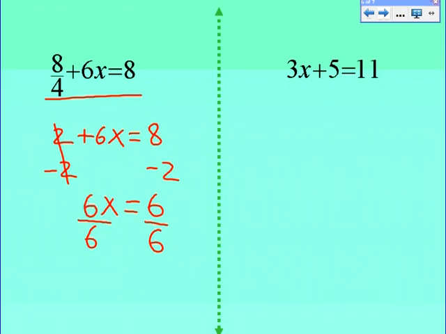The 6's cancel. We get x equals. These 6's cancel also, but it doesn't make 0. It makes 1. Now you might be asking, why isn't there a 1 next to the x? Actually, there is. We just don't write it. Remember that 1 times anything is itself. So 1 times x is still x. So this is our final answer.